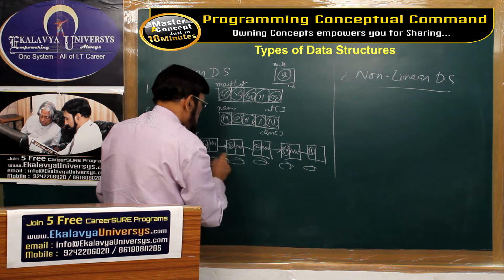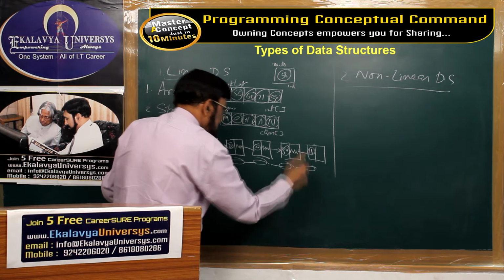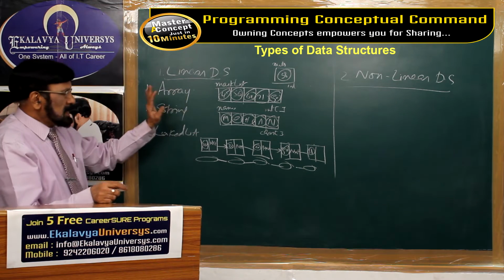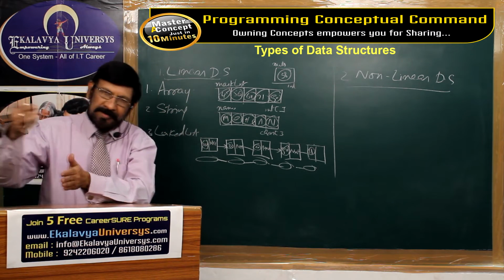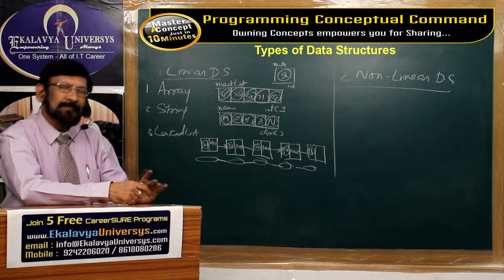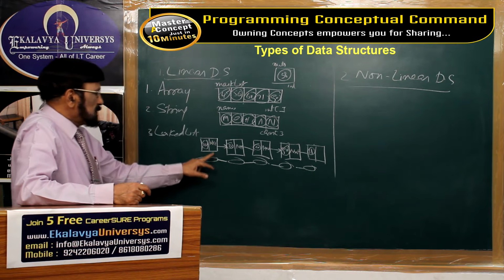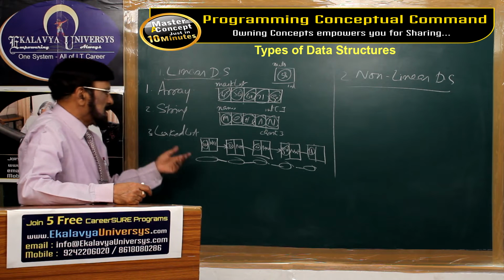A sequence of boards, a fleet of boards, are connected like this. Why it is like this: in a train, removing one compartment and inserting one more compartment is a very difficult job. But as far as a linked list is concerned, it is very easy.